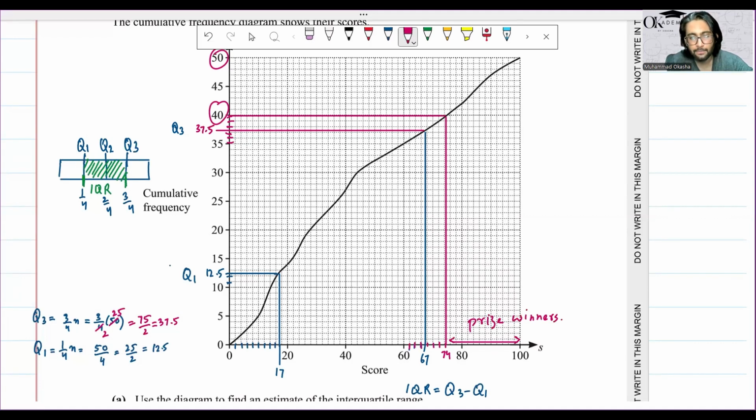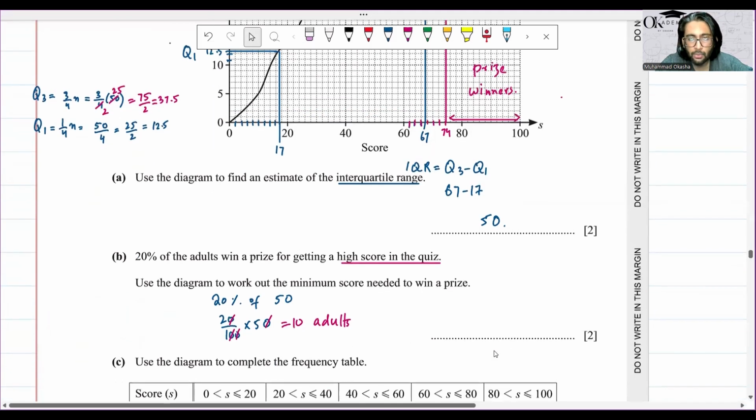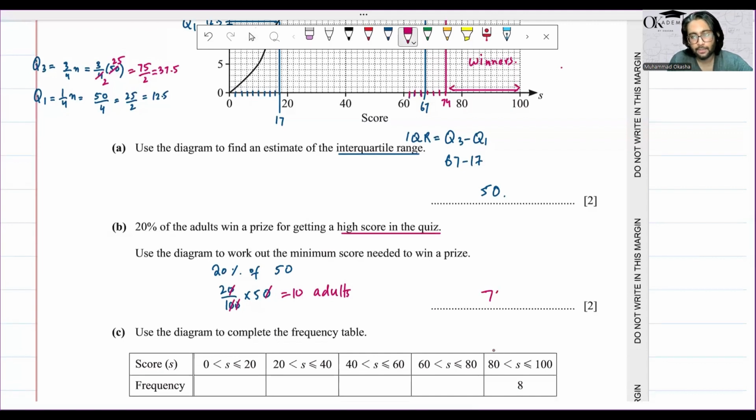These are all prize winners. I should write it this way. All of these individuals are prize winners. So the smallest score needed to win the prize would be 74, which is scored by the 40th individual. And of course, from 40 all the way up to 50, all of them won the prize. So what's the minimum score? Well, the minimum score that's needed is 74. That's the minimum score.